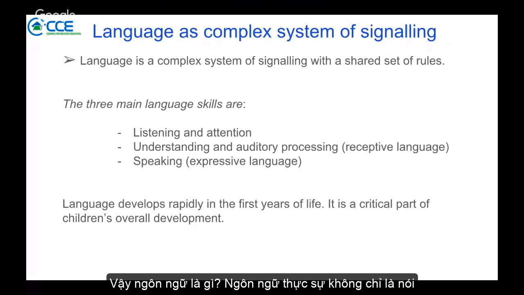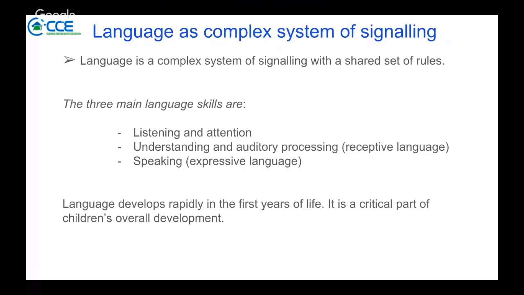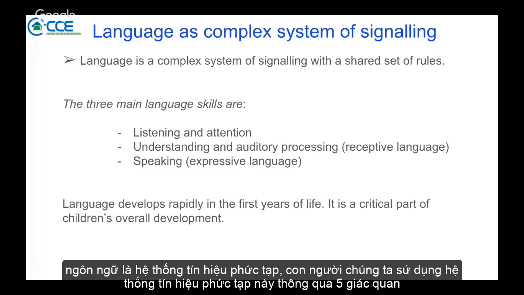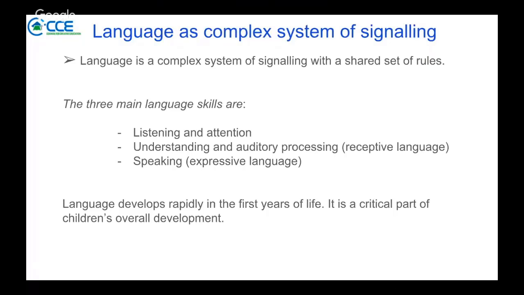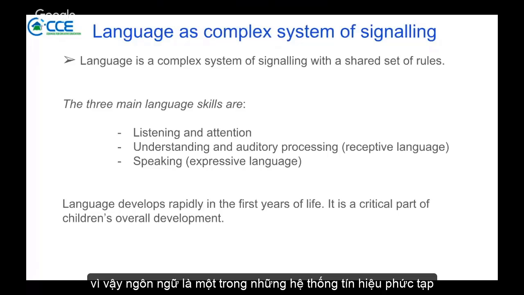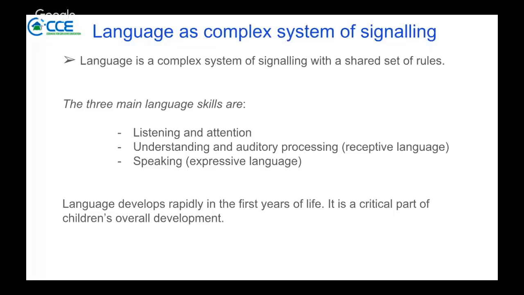So what is language then? Language actually is not about speaking as such. Language is a complex system of signaling. We humans use the system of signalings through all the 5 senses we possess. So language is one of the dimensions, one of the complex systems of signaling.